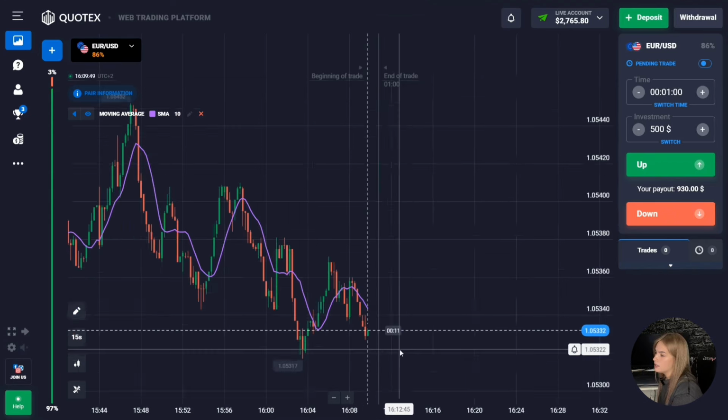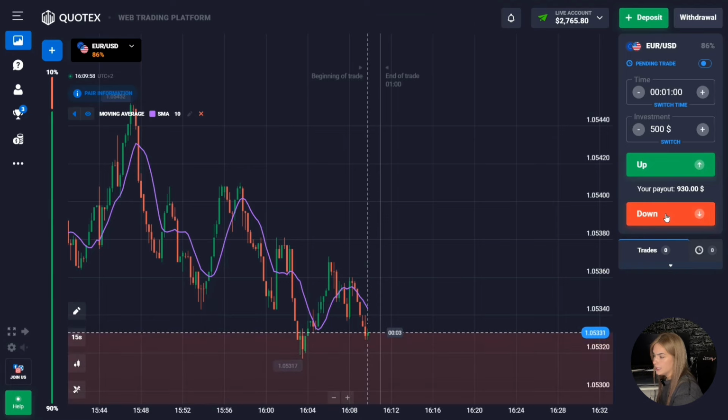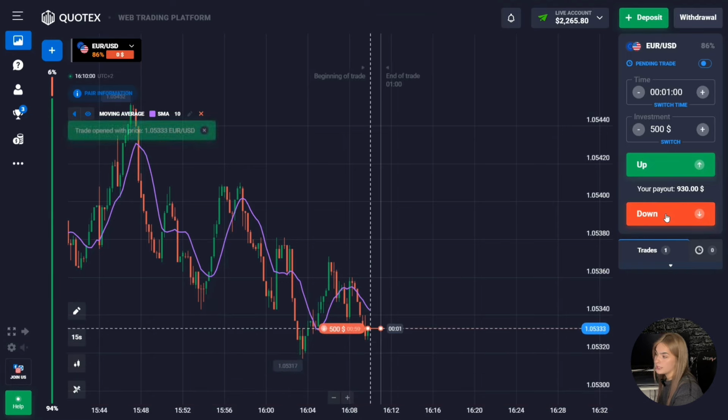So we have a support level down here. In this situation, I suggest that we immediately open a 1 minute deal to go down. It is more likely that the price will continue to move towards the level because the price doesn't have a bad potential to go down.